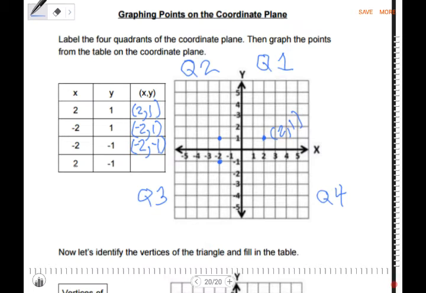Okay? Last point. Positive 2x, negative 1y. And that will put us in quadrant 4. Start at the origin, 2 to the right, 2x, down 1, 1y. So that's (2, negative 1). This is (negative 2, negative 1). And this was (negative 2, positive 1). So that's how we graph points in all 4 quadrants of the coordinate plane.